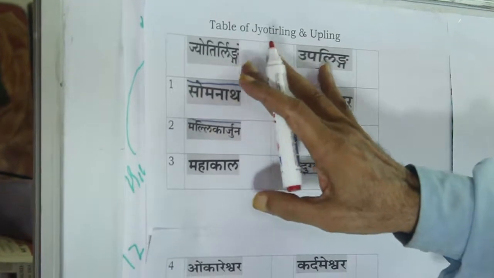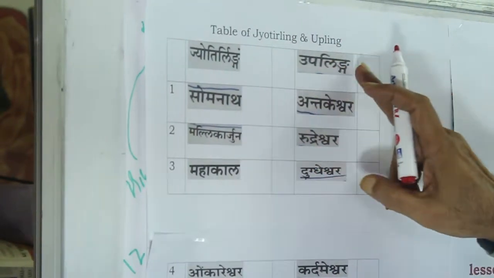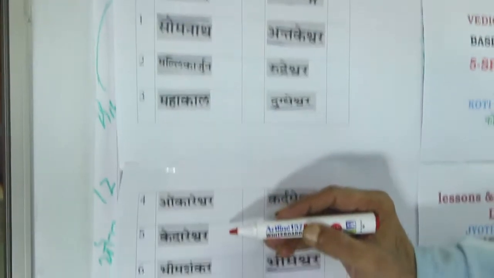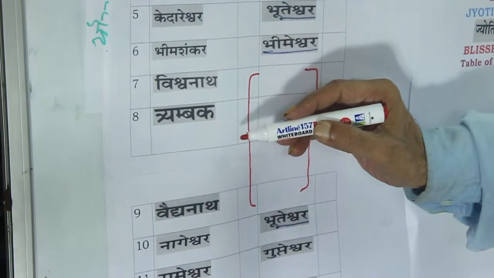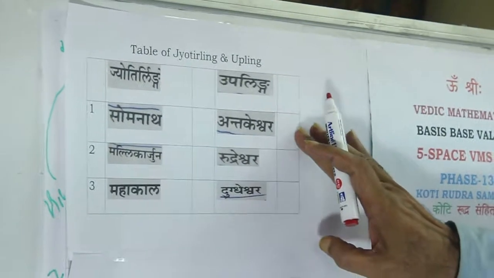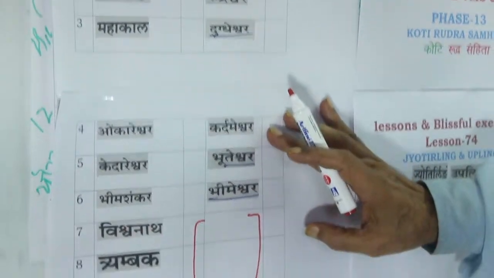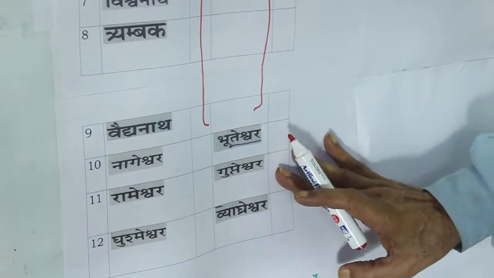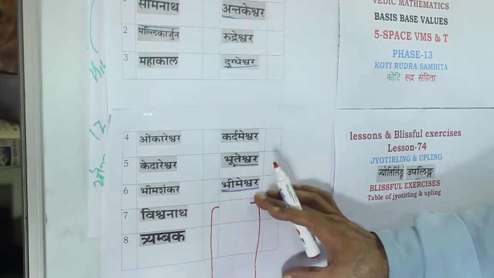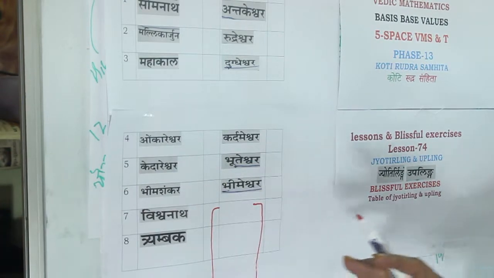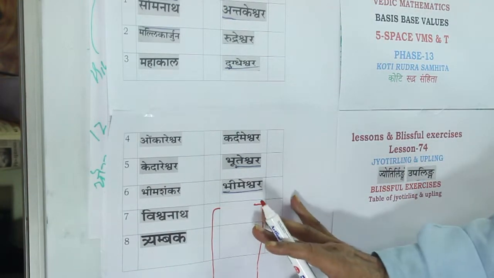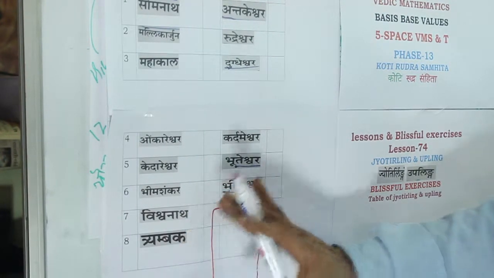Let us make a table of two columns. One shall be devoted to Jyotirlings and the other to Uplings. The Jyotirlings are Somnath, Mallikarjun, Mahakal, Omkareshwar, Kadareshwar, Bhimshankar, Vishwanath, Triambakam, Vedanath, Nageshwar, Rameshwar and Kushmeshwar. And parallel to them are the Uplings, Antakeshwar, Udrekshwar and Dugdeshwar, Kardameshwar, Bhuteshwar, Bhimeshwar, Bhuteshwar, then Gupteshwar and Vyagreshwar. And here there are the group of the Uplings, Jyotirlings. These all are of very rich values of Jyoti, and these are of the orders of the Jyotirlings themselves.